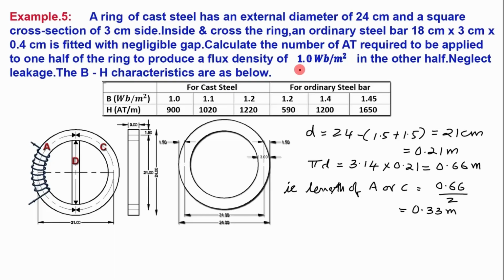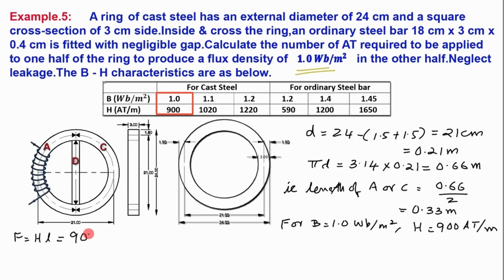See, flux density is given as 1.0 Weber per meter square. From the table, for creating a flux density of 1.0 Weber per meter square, the magnetizing force required is 900. That is, for B equal to 1.0 Weber per meter square, H is 900 ampere turns per meter. Therefore, total MMF for path C is F is equal to H into L, that is 900 into length of path C, 0.33, which is equal to 297 ampere turns.